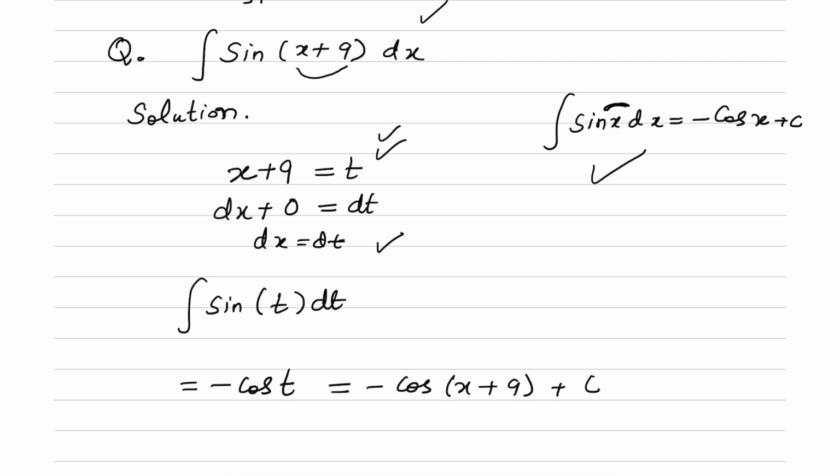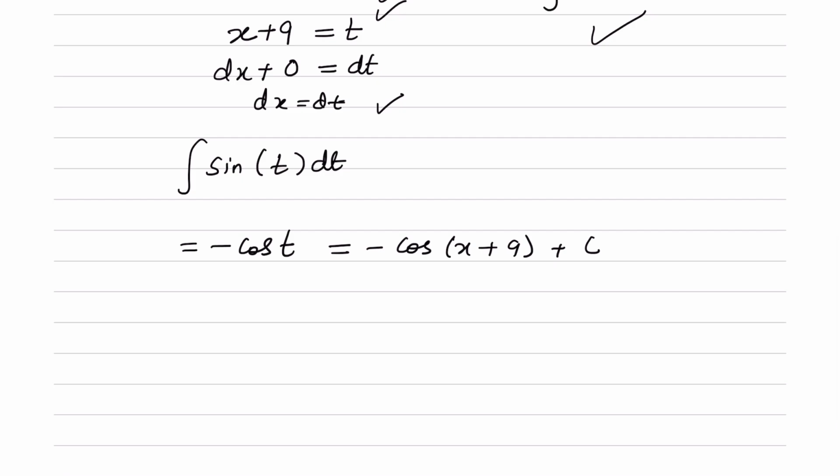So in these kinds of questions, we just have to look at the main formula. Here the main formula was sin x dx equal to minus cos x. But in the given question, the angle was not just x, it was x plus 9. So we thought that we will substitute it equal to another variable. By doing so, now our angle was just a plain variable, which was t. And then we use this main formula.